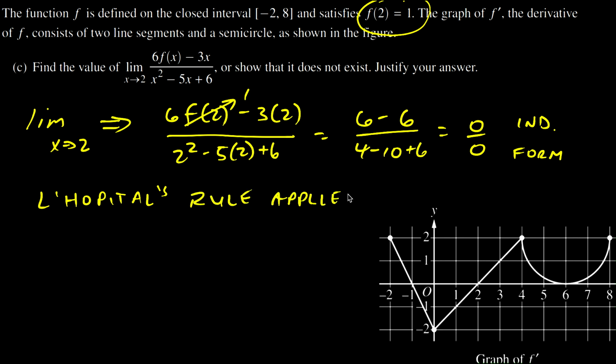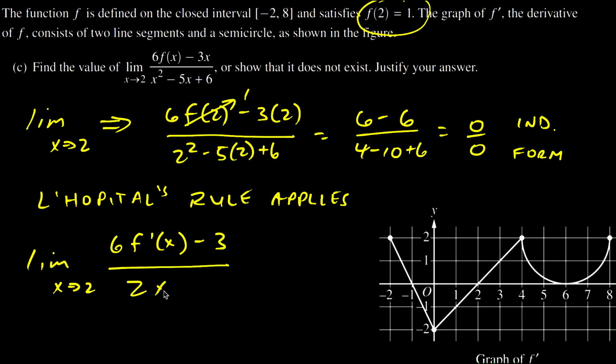You can also apply L'Hopital's rule to other indeterminate forms, but you do want it as a ratio of a numerator to a denominator. So that means it's going to be equivalent to taking the derivative of the numerator, which is going to be 6 f prime of x minus 3, over the derivative of our denominator, 2x minus 5. Remember not to confuse L'Hopital's rule with the quotient rule, all right? Very different. And now we can go ahead and find these values.